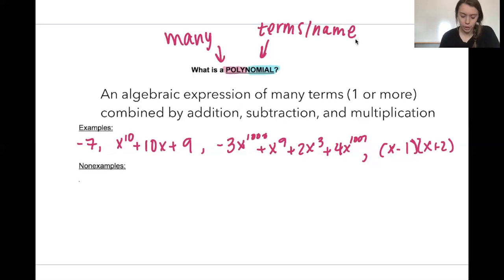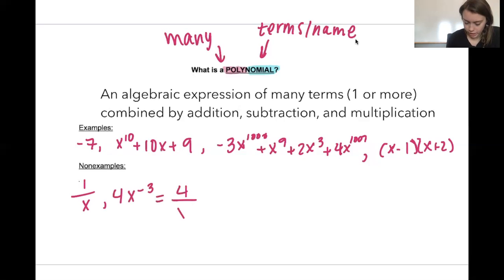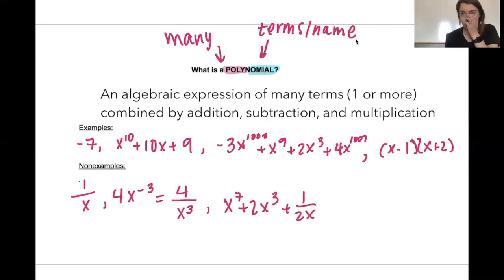Things that aren't considered a polynomial are 1 over x, because that is division. 4x to the -3rd power isn't considered a polynomial because this is equal to 4 over x to the 3rd power, which you guys might remember from the homework you did yesterday. If you had x to the 7th power plus 2x to the 3rd power plus 1 over x plus 1 over 2x, that's still not a polynomial. So even though part of it looks like a normal polynomial, this last part right here makes it not a polynomial. So those are examples and non-examples of polynomials.